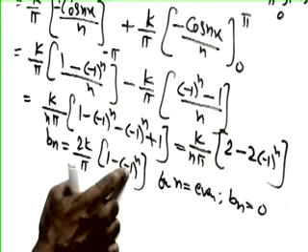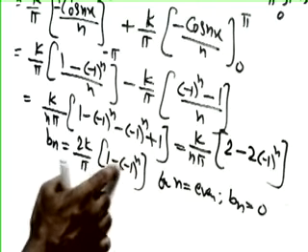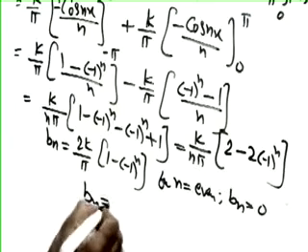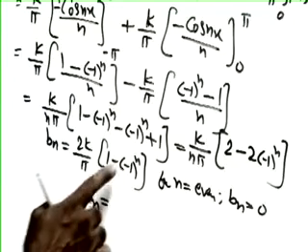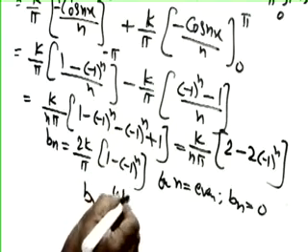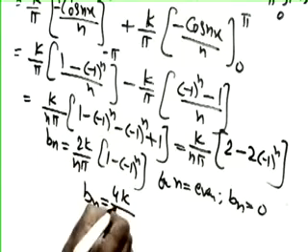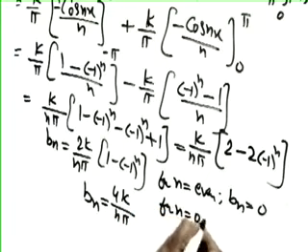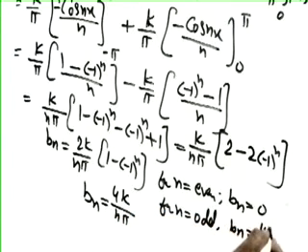Suppose n is odd, then this will become minus. Minus into minus is plus. 1 plus 1 is 2, 2 times 2 is 4. So bn equals, if n is odd, this will be minus, minus into minus plus. 1 plus 1 is 2, 2 times 2 is 4k by n pi. So for n odd, we got the value of bn equals 4k by n pi.